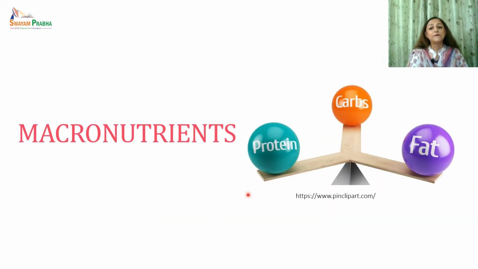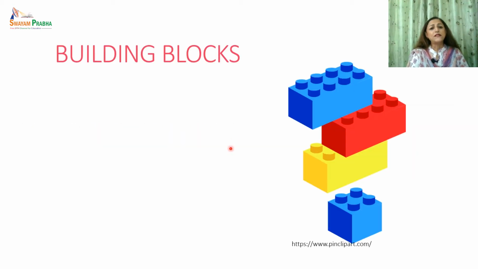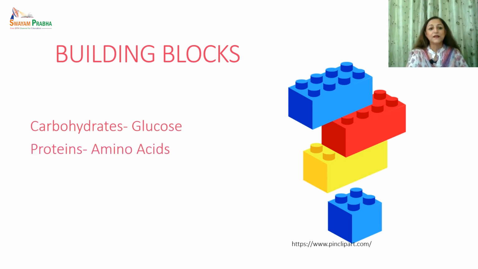So what are these macronutrients? As we had just discussed, they are carbohydrate, proteins, and fats. So what are the building blocks of these macronutrients? The carbohydrates are made up of tiny units of glucose. The proteins are made up of amino acids. And the fats are made up of fatty acids and glycerol. So these are the basic building blocks of our macronutrients.